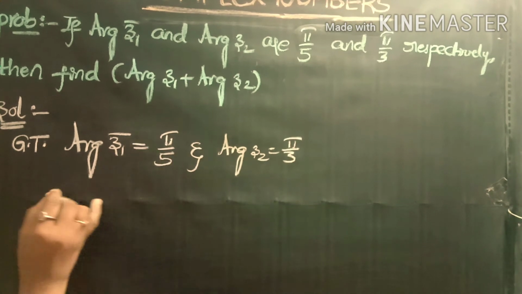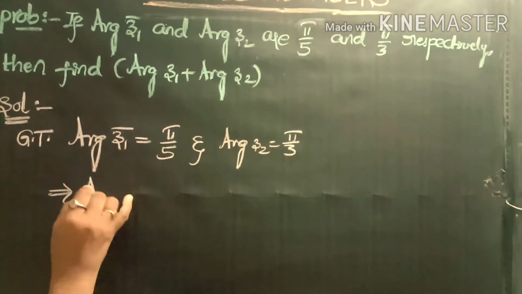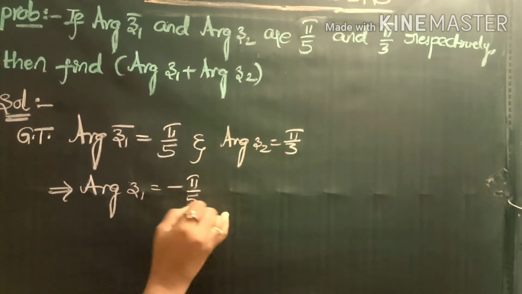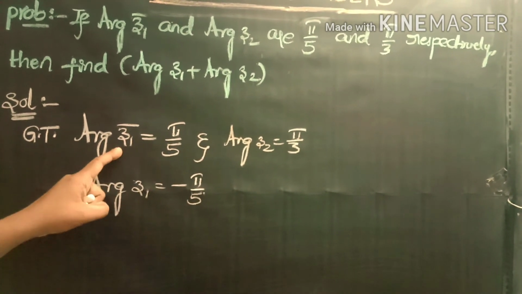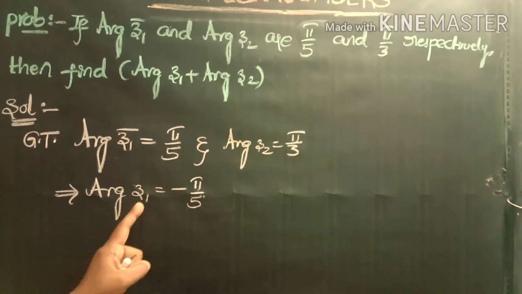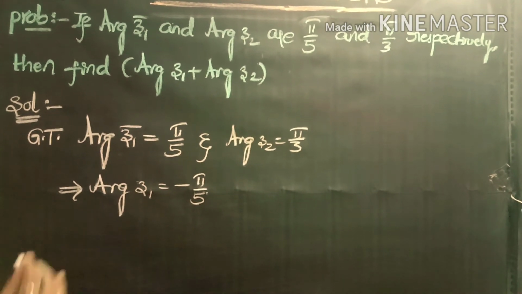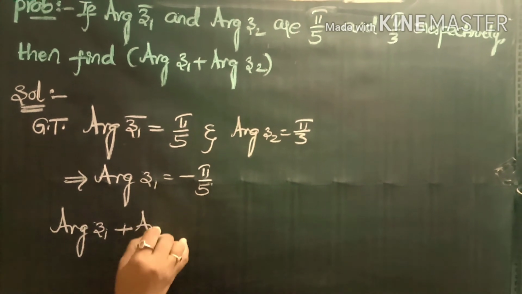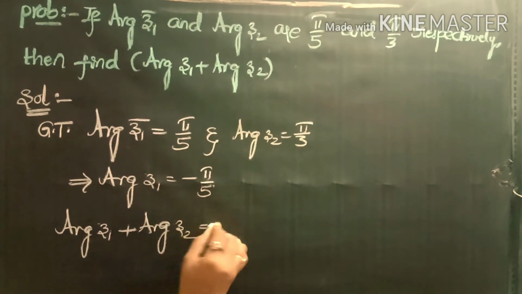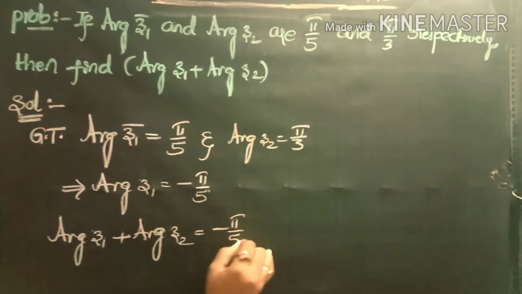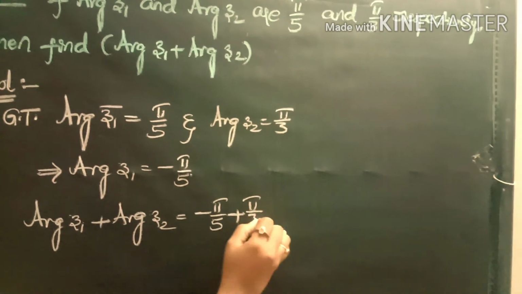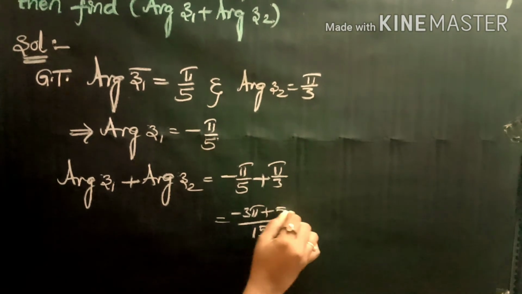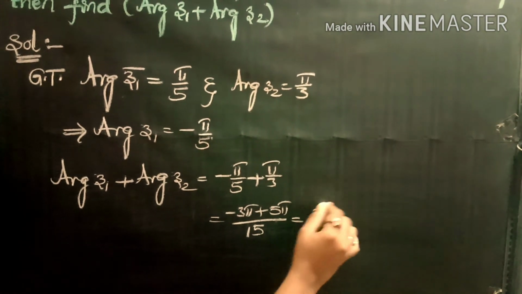So Re z1 bar is equal to pi by 5 means Re z1 is equal to minus pi by 5. Now we want the value of Re z1 plus Re z2. Therefore, Re z1 plus Re z2 is equal to the Re z1 value, minus pi by 5, plus the Re z2 value, pi by 3. Now taking 15 as the LCM, minus 3 pi plus 5 pi, and this is equal to 2 pi by 15. That's all.